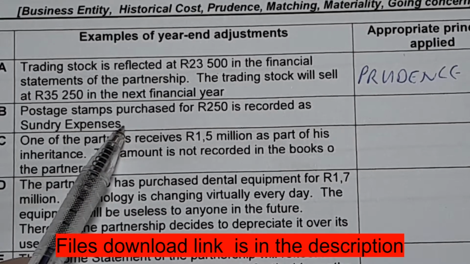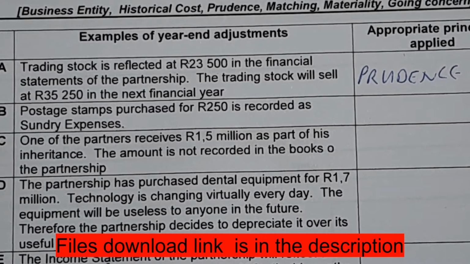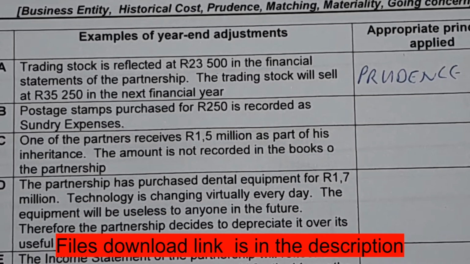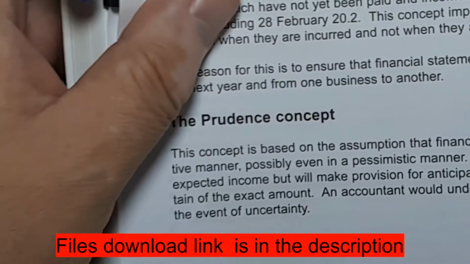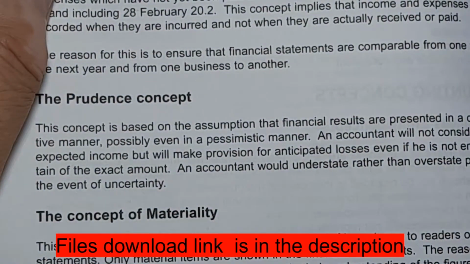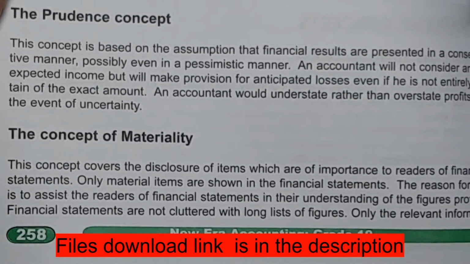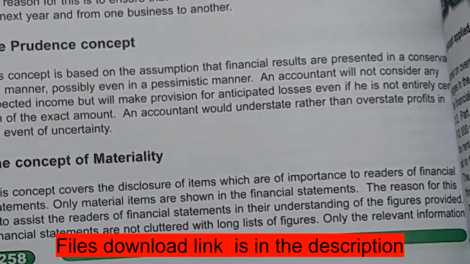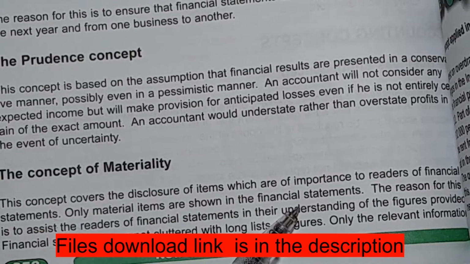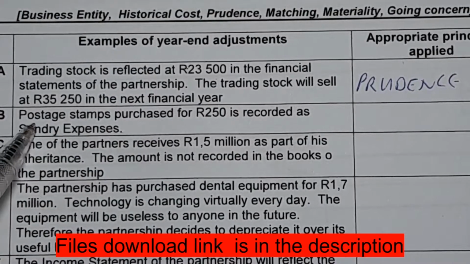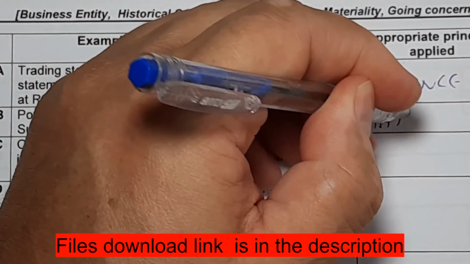Next one, postage stamps of 250 is recorded in sundry expenses. Well, if people still use the postage these days, that is a good thing. But for this, that would be the Materiality Concept. The Materiality Concept states for us the following. Disclosure of items which are important to the readers of financial statements. Only material items are shown in the financial statements. I do not think postage stamps will qualify to be shown separately. So that would be the materiality concept.